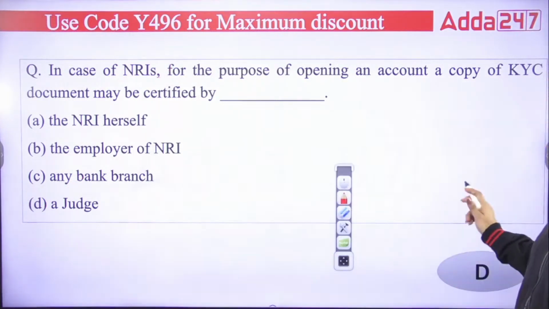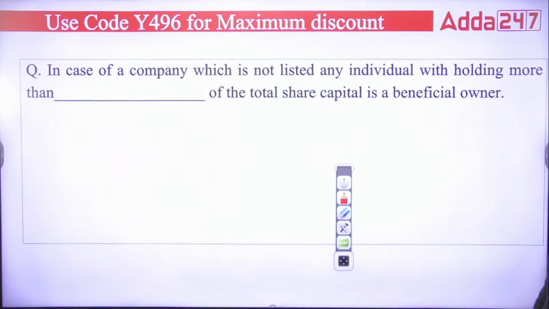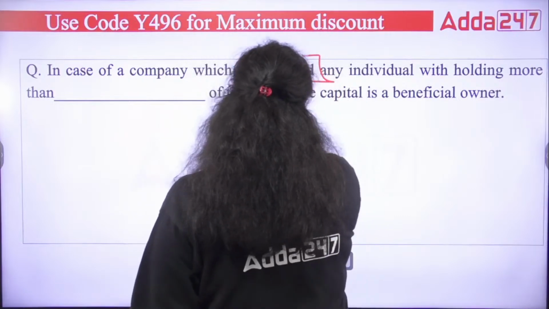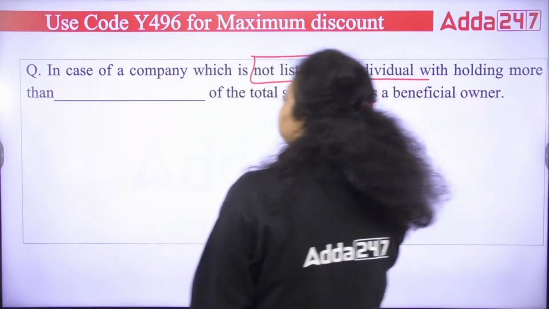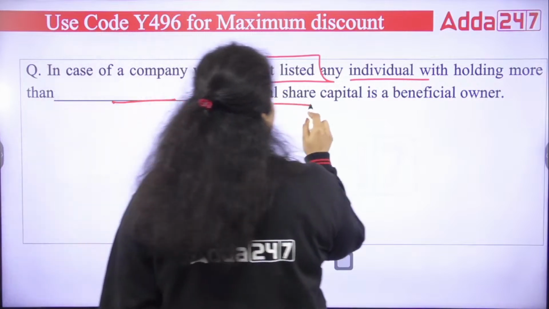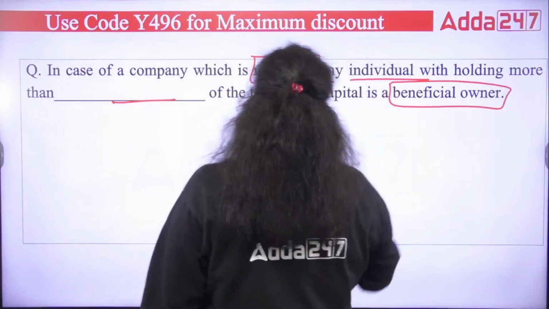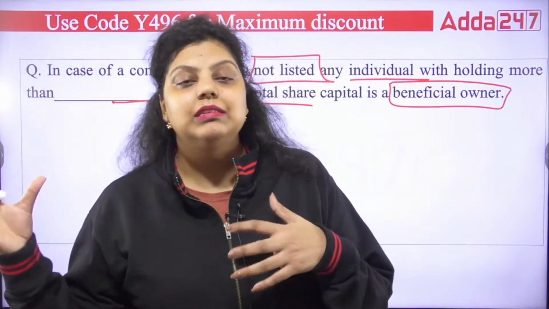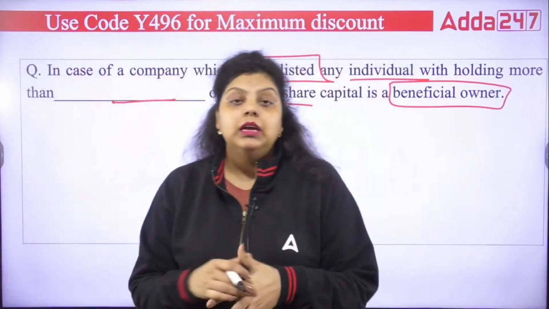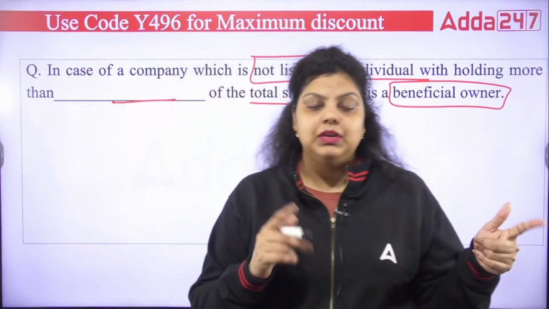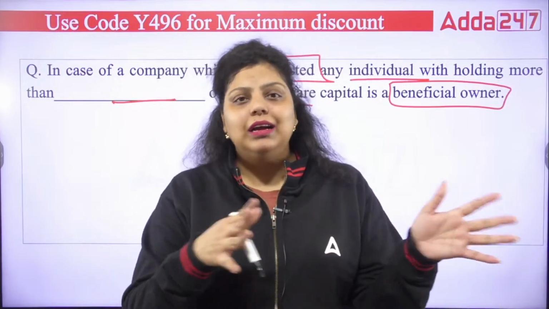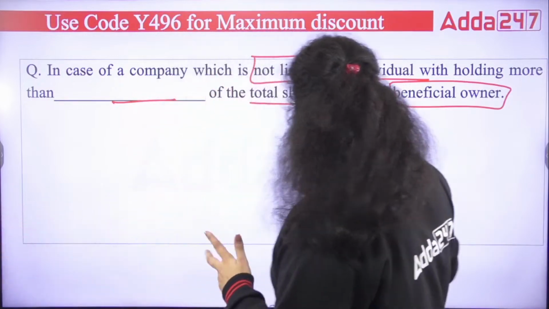Very good. Now the next question we have here is, in case of a company which is not listed, do remember this. In case of a company which is not listed, any individual holding more than dash of total share capital is a beneficial owner. So a beneficial owner is a person who has a certain holding in a company. This percentage will change in the company, in the limited liability partnership, in the partnership firm, and other types of companies. It will be different.